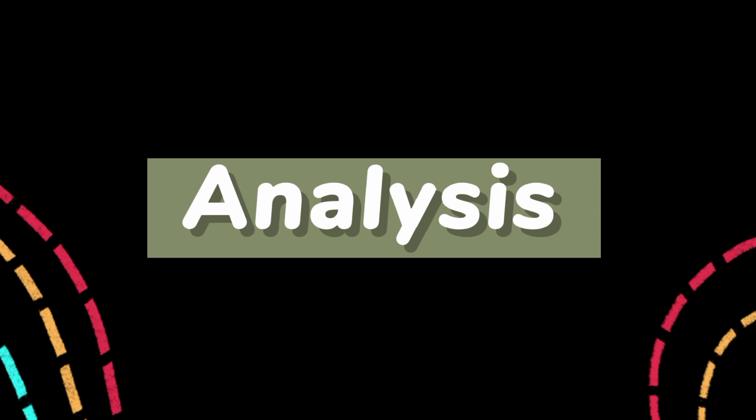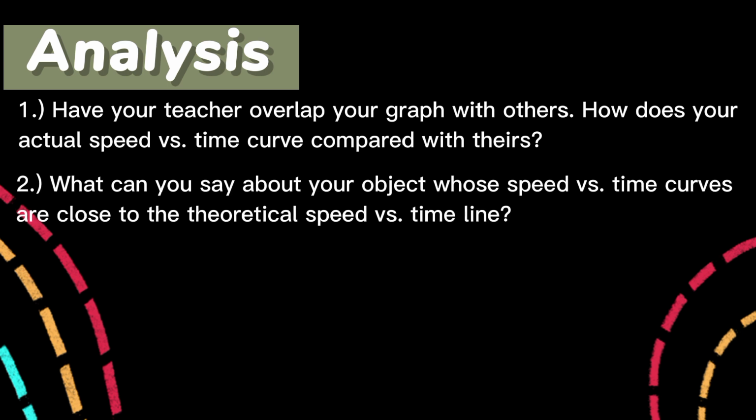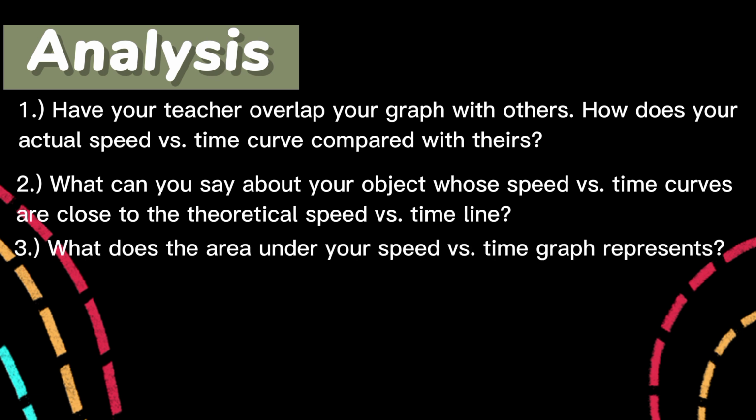The analyses are the questions that should be answered upon doing the experimentation. Number 1. Has your teacher overlapped your graph with those of others? How does your actual speed versus time curve compare with theirs? Number 2. What can you say about objects whose speed versus time curves are close to the theoretical speed versus time?